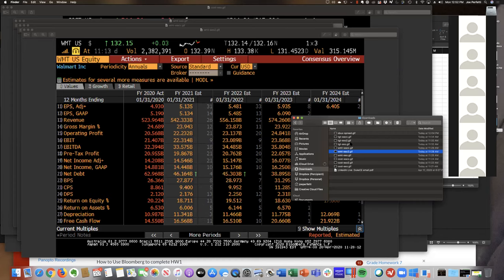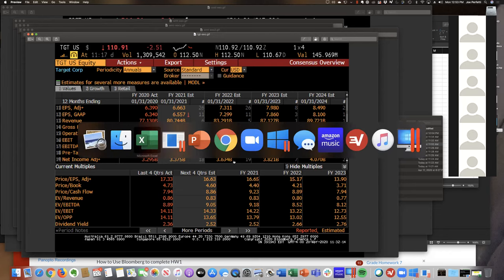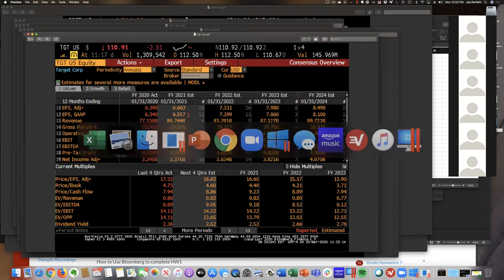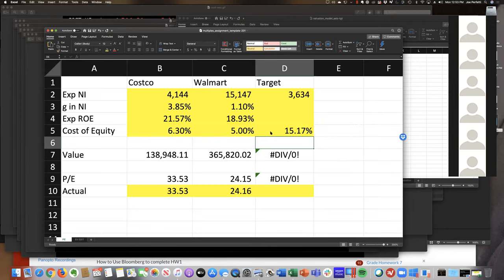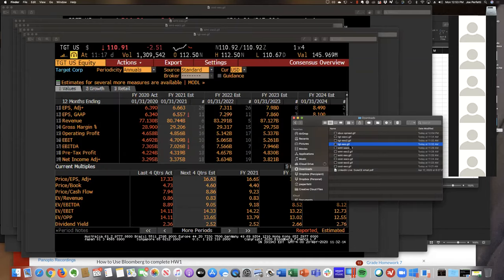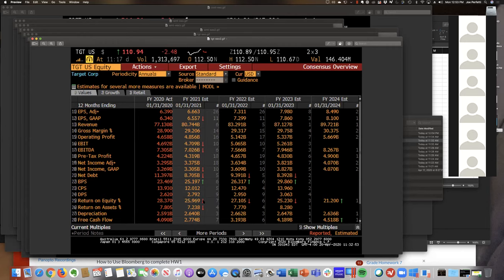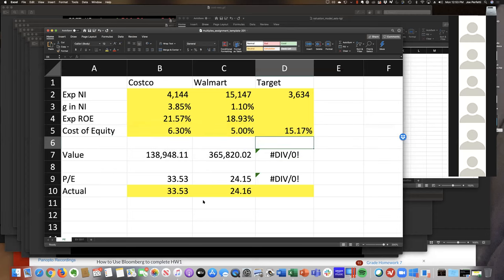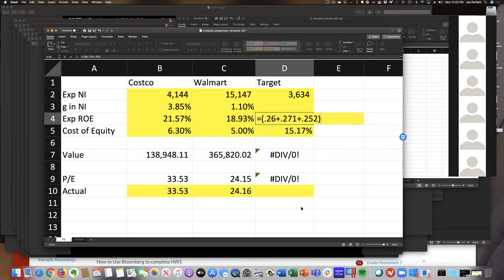again, if I take a screenshot here, Target has a second forward year net income of 1,236.34. PE is second forward year 15.17. Their expected return on equity, if I do a three-year average, 25.969, so call it 26, plus 27.1, plus 25.2, divided by 3.